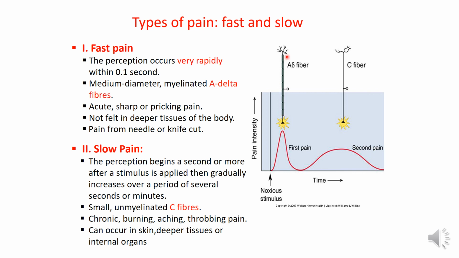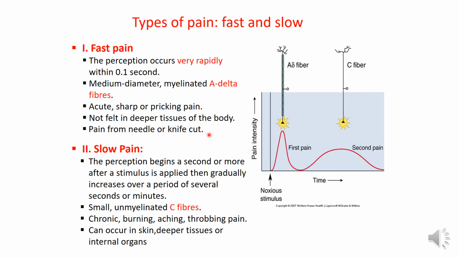This type of pain is carried by A delta fibers. So the afferent neuron here is A delta fiber. Its nature is acute, sharp, or pricking, not felt in deeper tissues of the body. It is usually coming from a needle or knife cut. A characteristic of cutaneous pain is to have one component, which is fast pain. This fast pain allows you to produce rapid withdrawal of the part of the body away from the noxious stimulus.